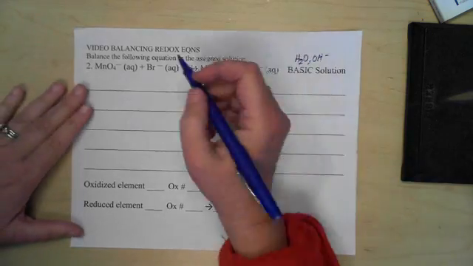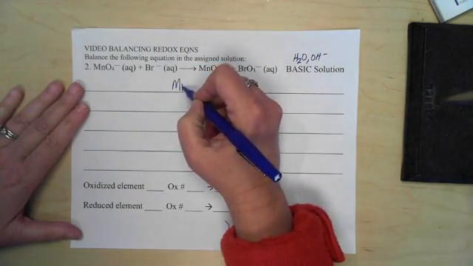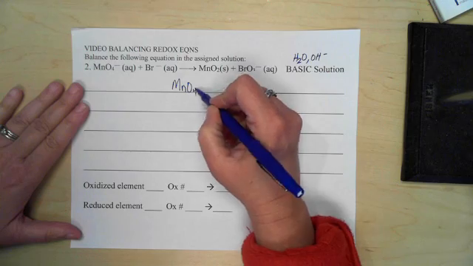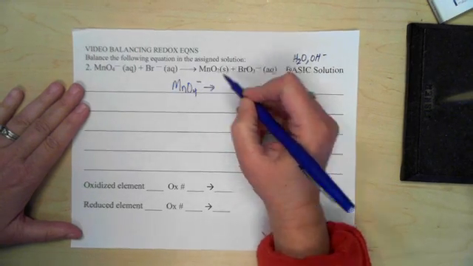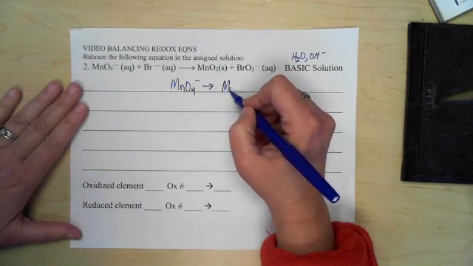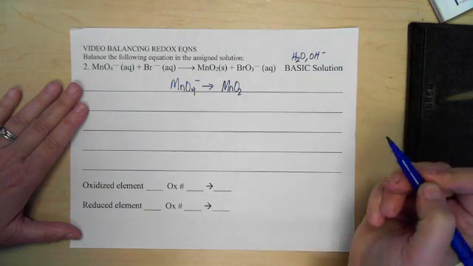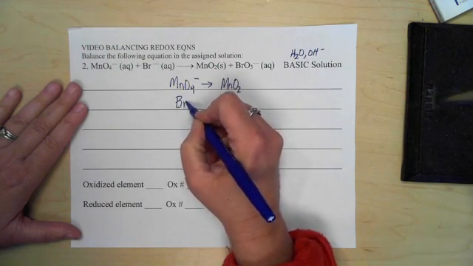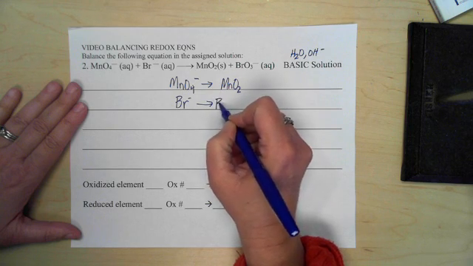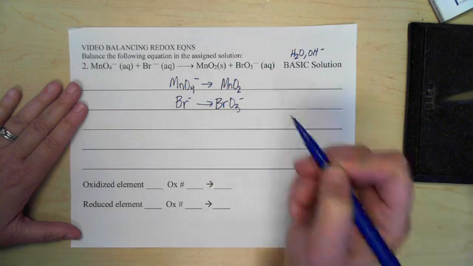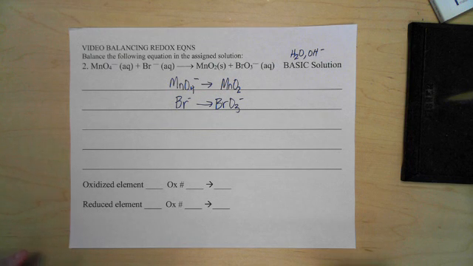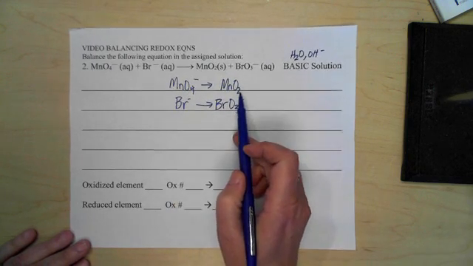Now, it doesn't matter which one you start with, but I'm going to put permanganate ion on one side and manganese dioxide on the other. Over here I'm going to do Br minus goes to BrO3 minus. Now in this particular case it doesn't matter which one you start with. I'm going to start with the top one, and the reason why is because one side has more oxygens than the other side.